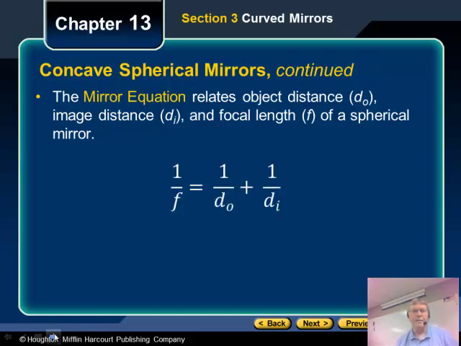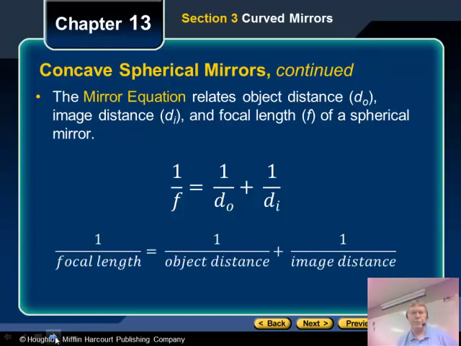The mirror equation looks like this: 1 over f equals 1 over d_o plus 1 over d_i. We can also state that in words: 1 over the focal length is equal to 1 over the object distance plus 1 over the image distance. Mathematically, you have to be a little bit careful with that.